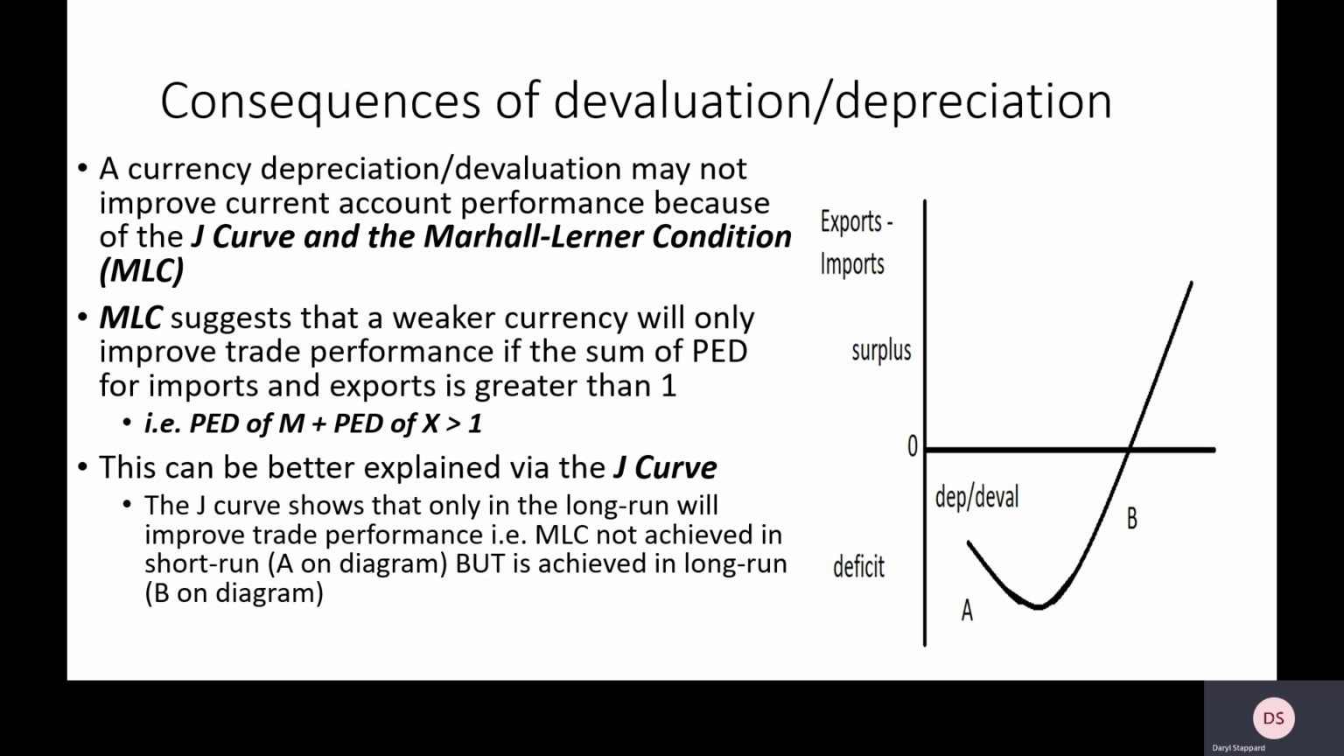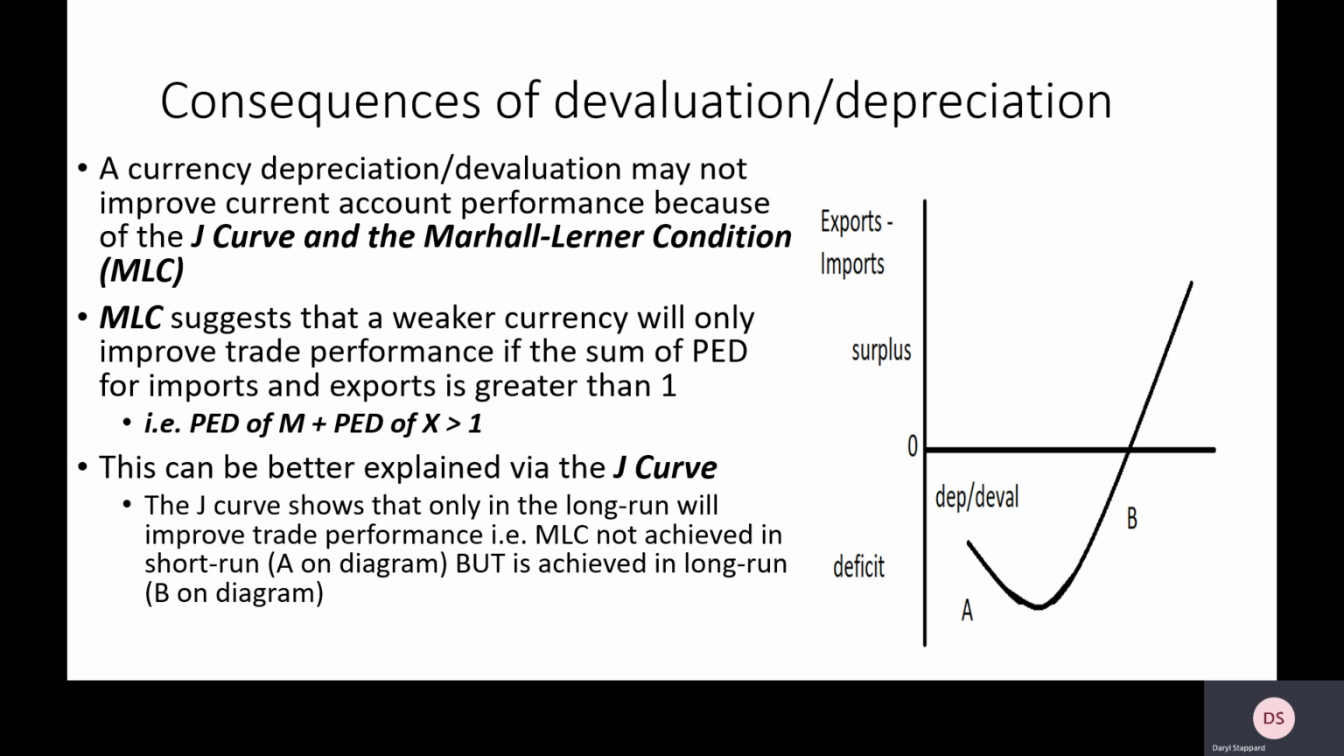Well, the extent to which it will improve trade performance is a little bit debatable. So we're now going to be thinking about the consequences of a currency getting weaker by looking at a diagram called the J curve and considering something that we call the Marshall-Lerner condition. Now, what the Marshall-Lerner condition says is that a currency becoming weaker will only improve trade performance if the sum of the price elasticity of demand for imports and exports is greater than 1. We're going to explain that by looking at the J curve.